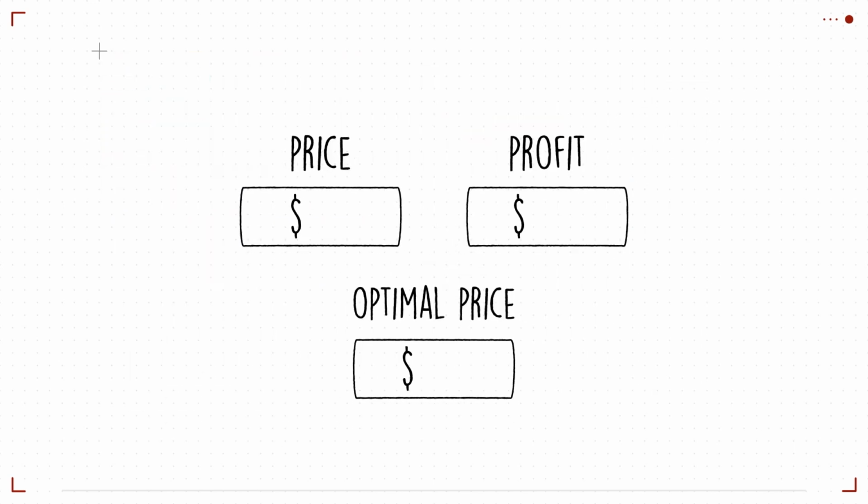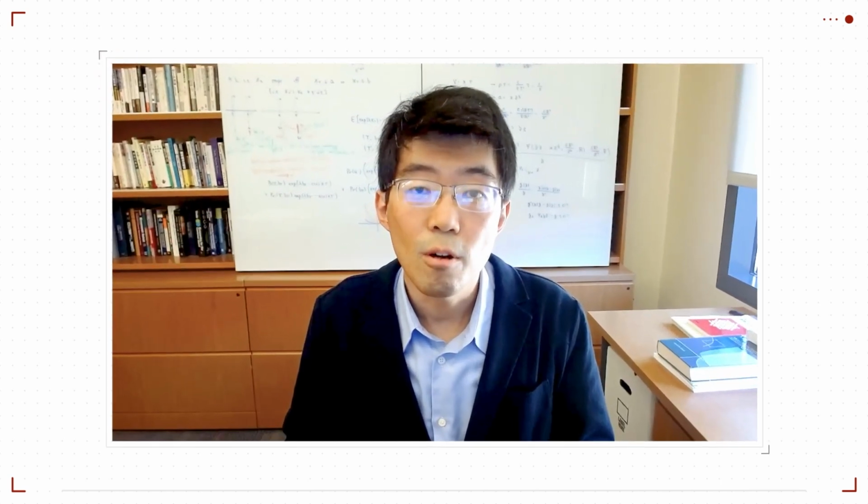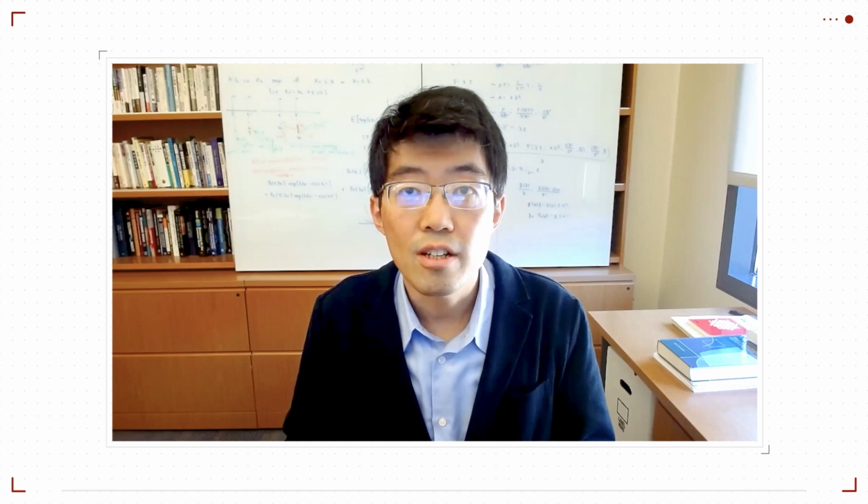For example, suppose you want to maximize your profit by setting an optimal price. If you try to increase the price and the profit increases, then the optimal price is higher than the current price. If you try to increase the price and the profit goes down, then the optimal price is lower than the current price. If your current price is optimal, then a small change of the price should not change the profit much.